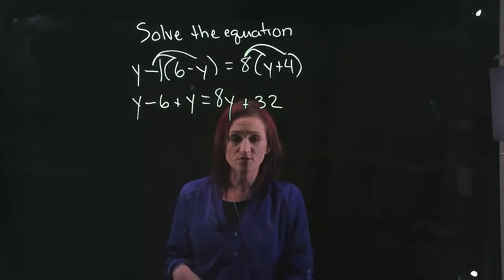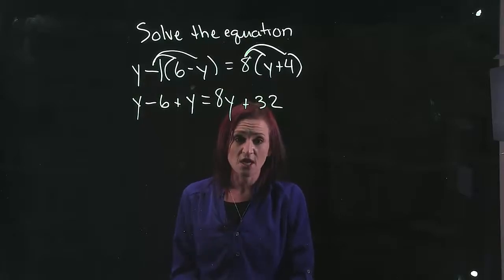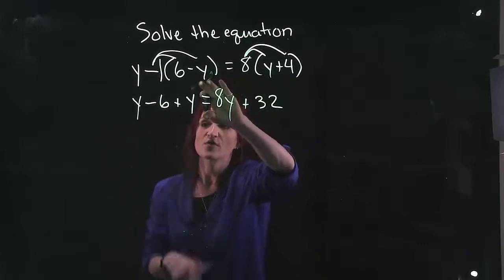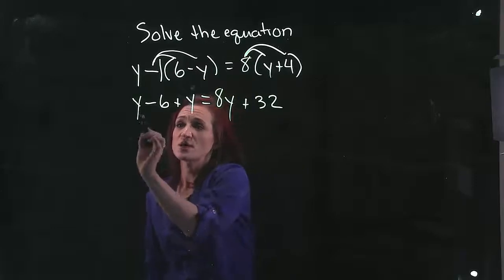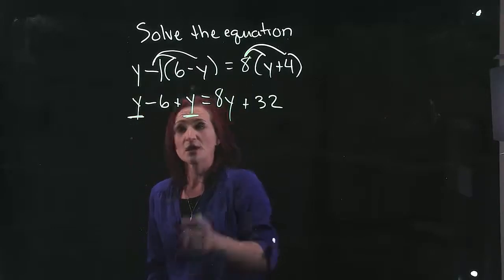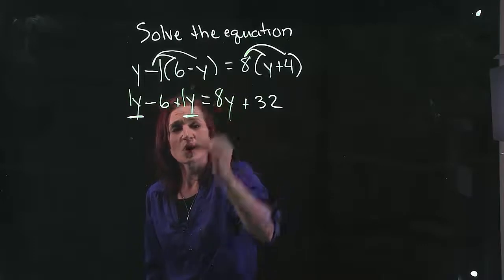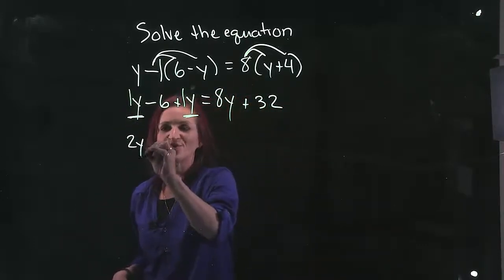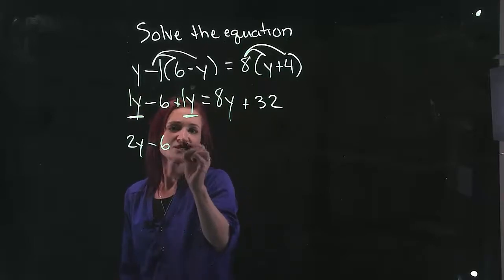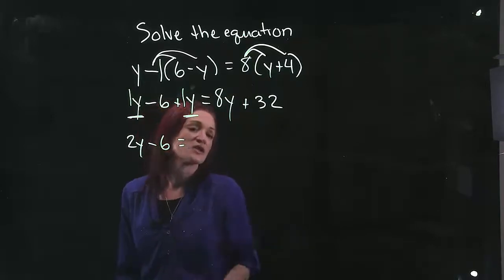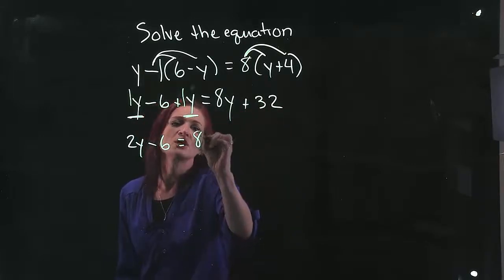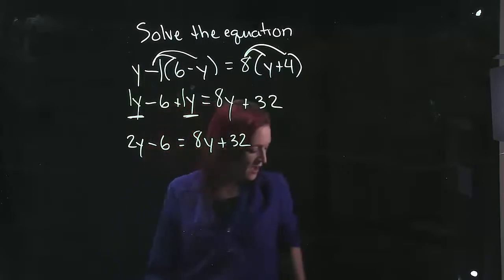Now, after we distribute, we want to look for like terms. Now, when we look for like terms, we're looking for like terms on either side of the equal sign. So taking a look at the left side, we have one set of like terms. We have this y and this y. Now, remember, this is 1y and 1y. So when we combine them together, 1y plus 1y is 2y. And that -6 is just going to drop down. Taking a look at the right-hand side, there are no like terms. A y is not the same thing as a number, so the right side will just drop down.